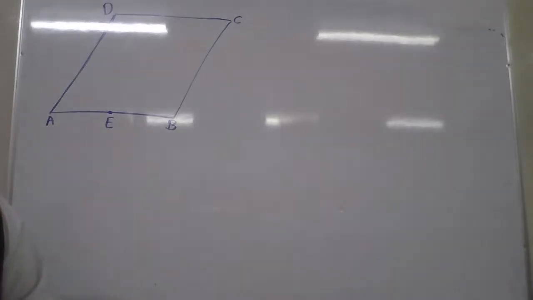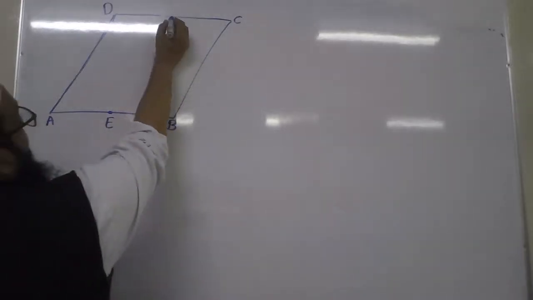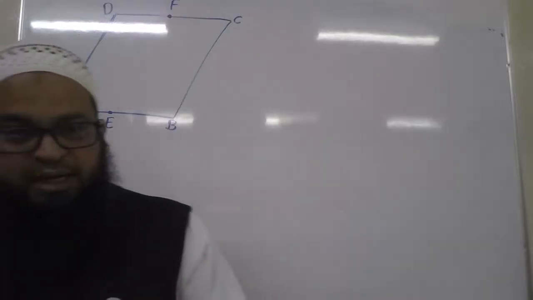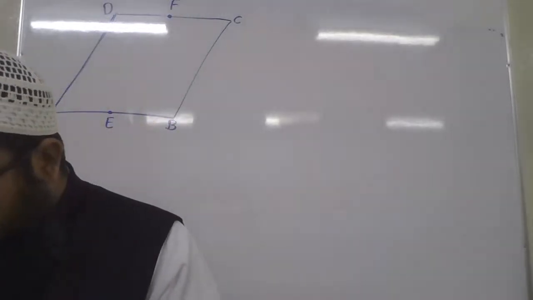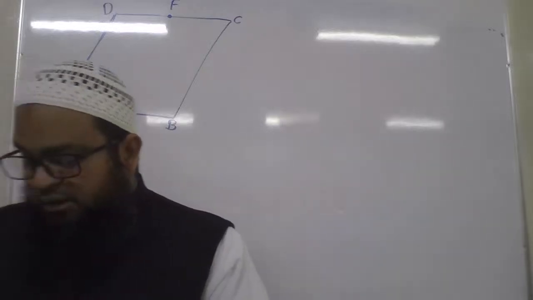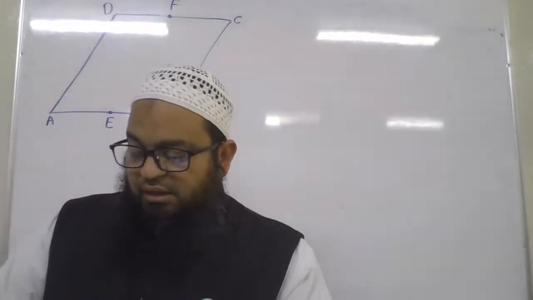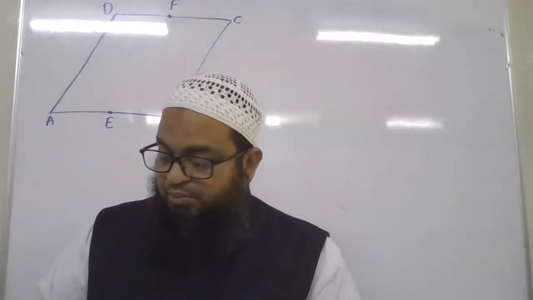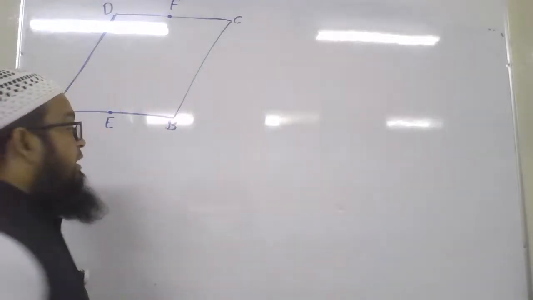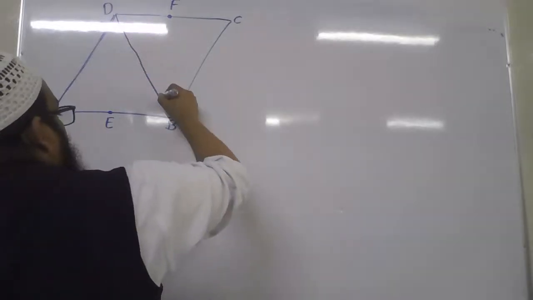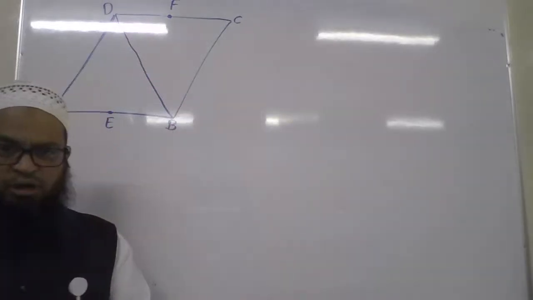And the next, F is the midpoint of CD. That's good. Next, show that the line segments AF and EC trisect the diagonal BD. So first, let us draw BD. BD is a diagonal, he has already given.